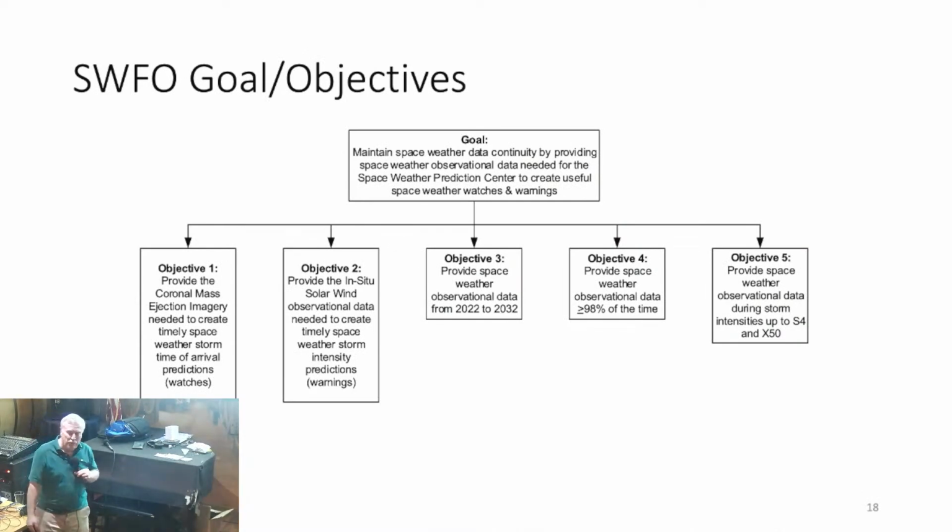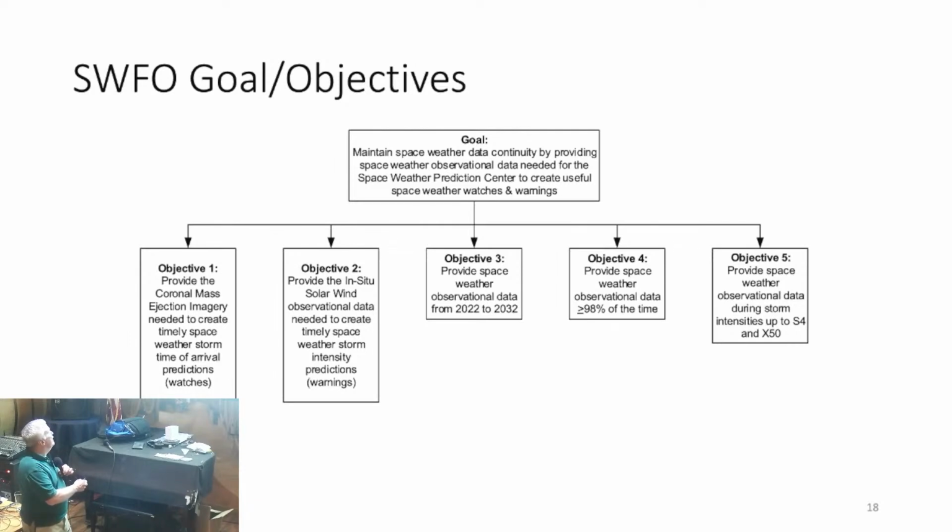I worked in the SWFO project office for a couple of years, and was the lead for creating the Level 1 requirements document. So the goal of the SWFO project is to maintain space weather data continuity by providing space weather observational data needed for the Space Weather Prediction Center to create useful space weather watches and warnings. The watch is the coronagraph image part that gives us the 18 hours to 4-day warning, and the space weather warning is the 15-minute part, okay? So that breaks down into 5 objectives.